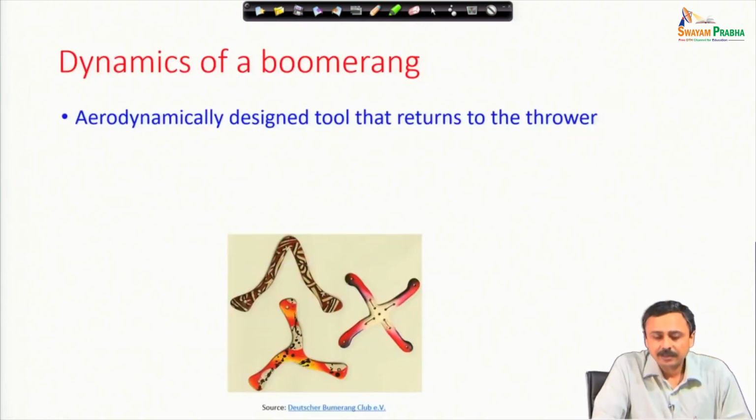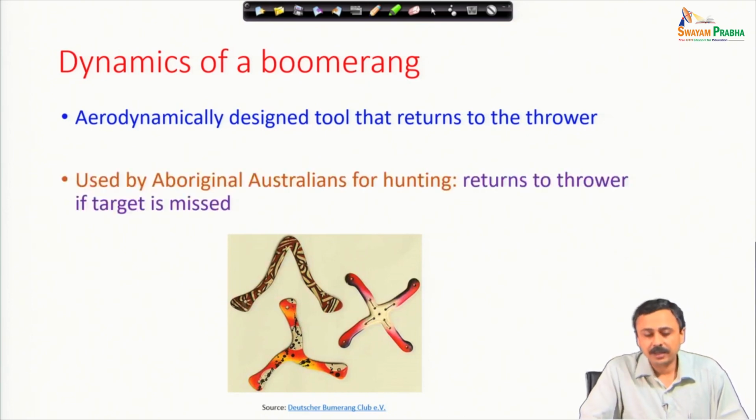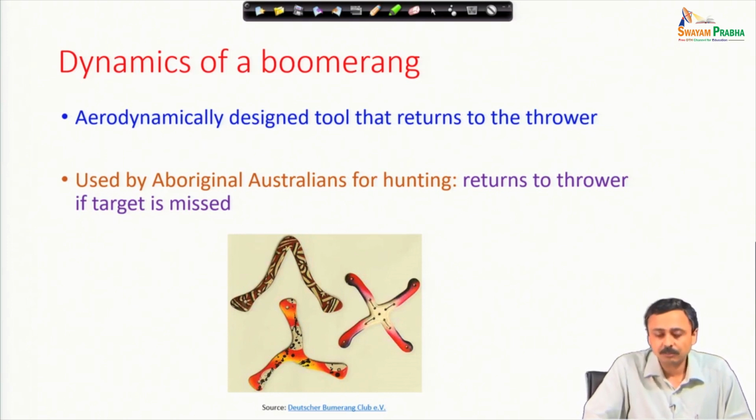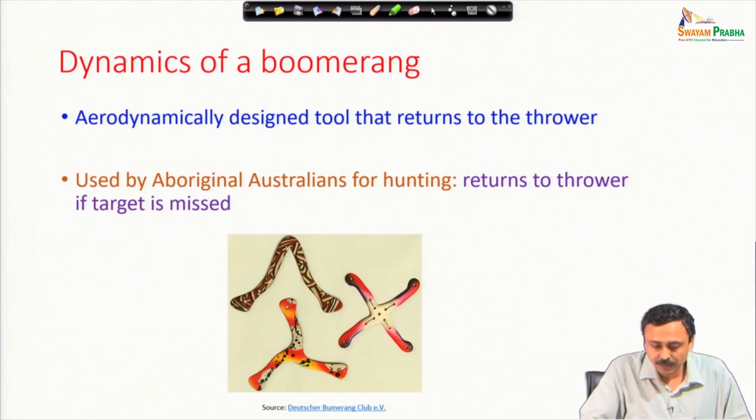Now, we are going to look at the dynamics of a boomerang. What are boomerangs? Most of you have seen, or know about them. They are aerodynamically designed tools that return to the thrower, and these were typically used by the Australian Aborigines during hunting. If the boomerang is thrown and misses the target, it returns back to the thrower. We can have different shapes of boomerang as shown here: L shaped, 4-armed, 3-armed.